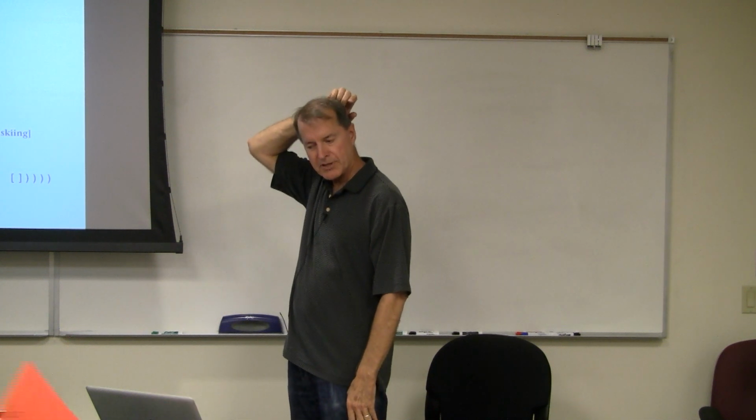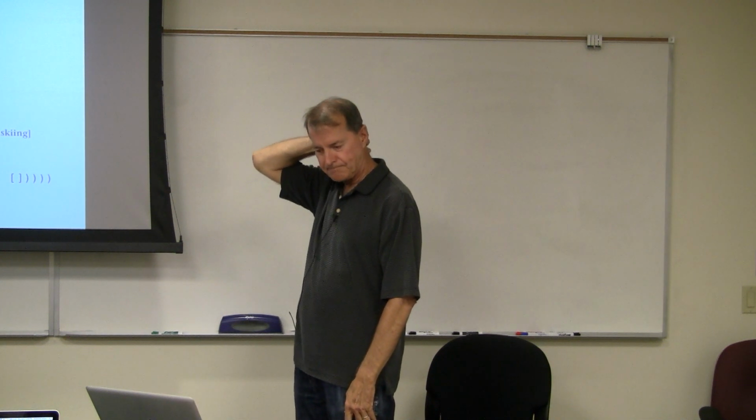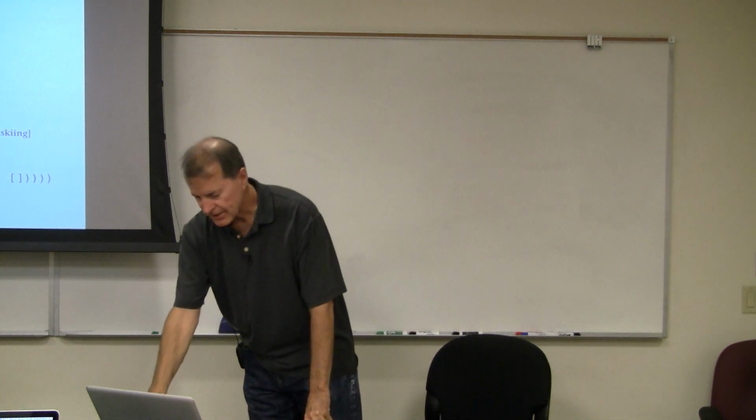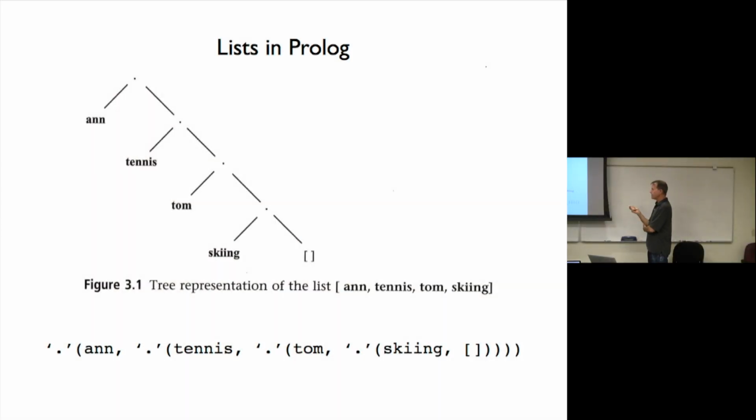Okay, so today we're going to continue on in chapter 3 and take a look at how Prolog handles lists. So let's take a look at this first slide, figure 3.1 from our book. This is a figure, a tree representation of the list tennis, Tom, skiing.